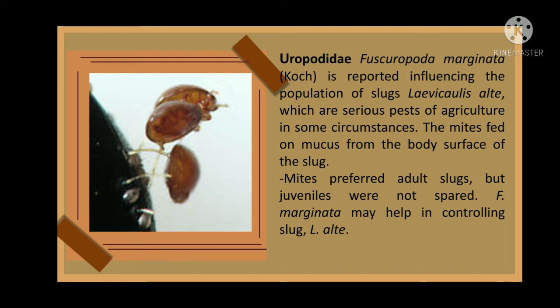At times, as many as 18 mites are observed feeding on a slug. Mites prefer adult slugs, but juveniles were not spared. F. margarita may help in controlling the slug L. alga.